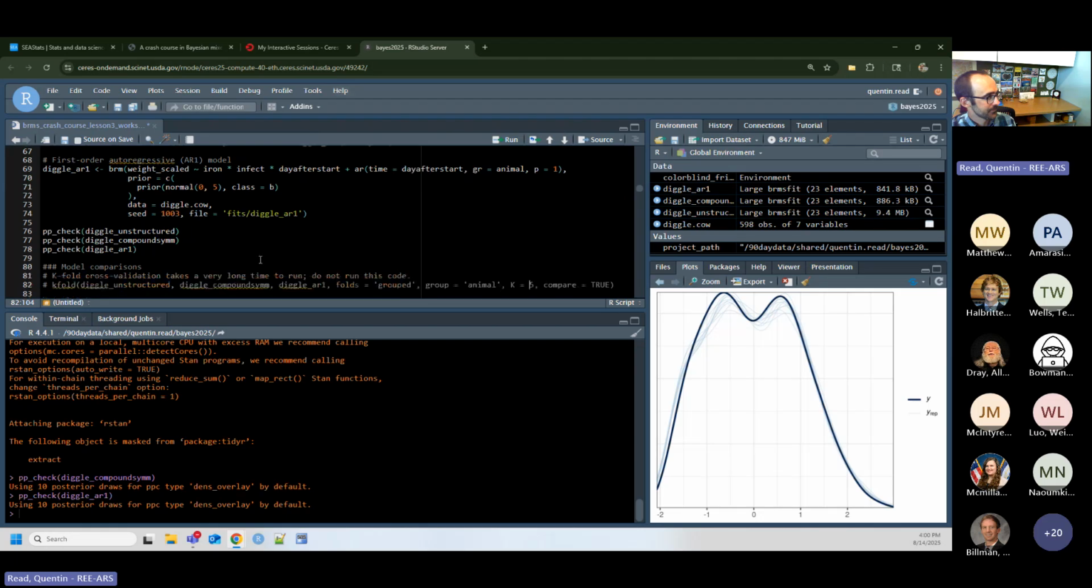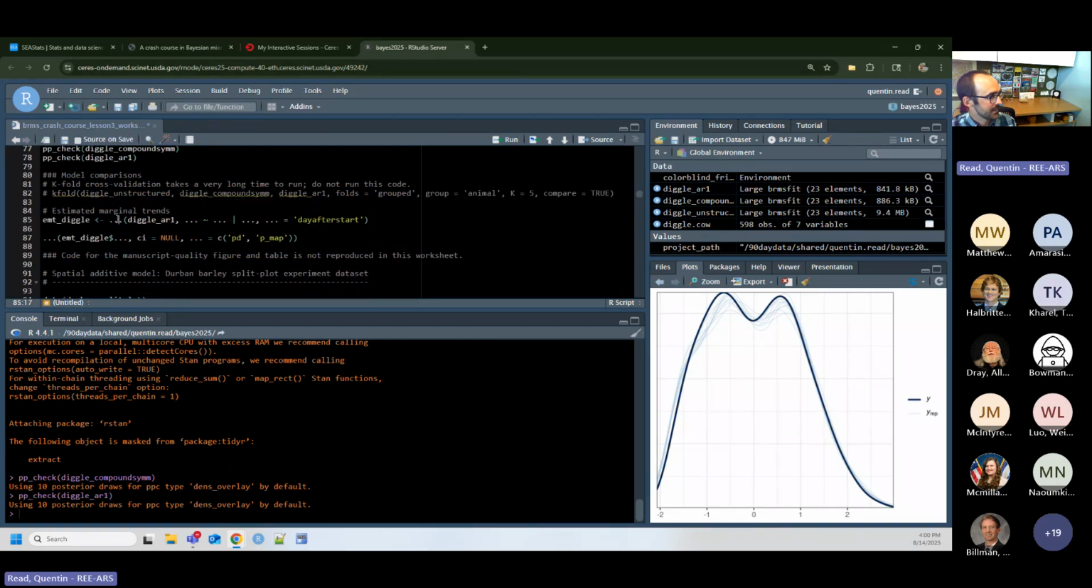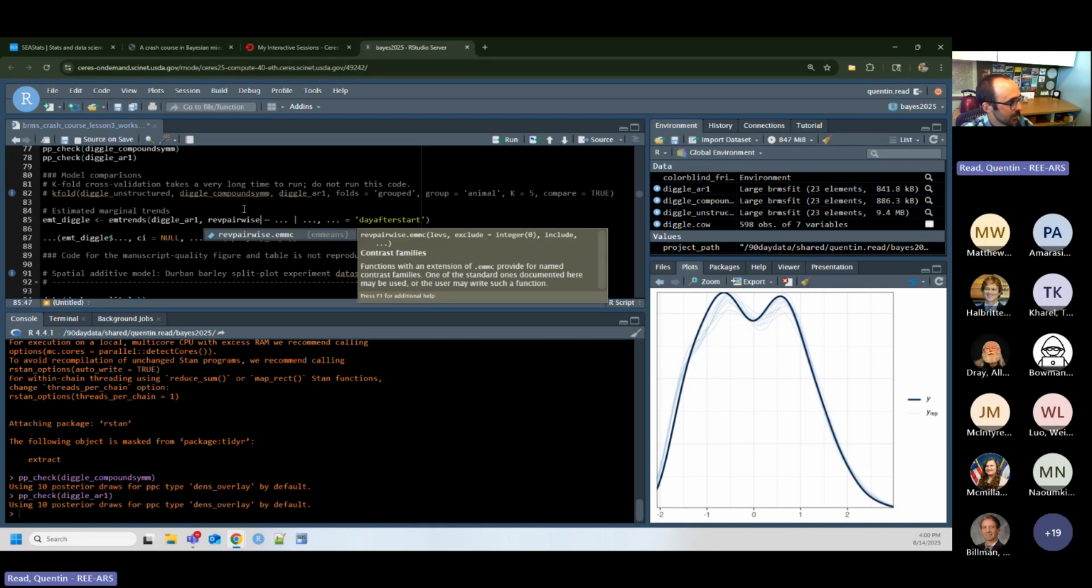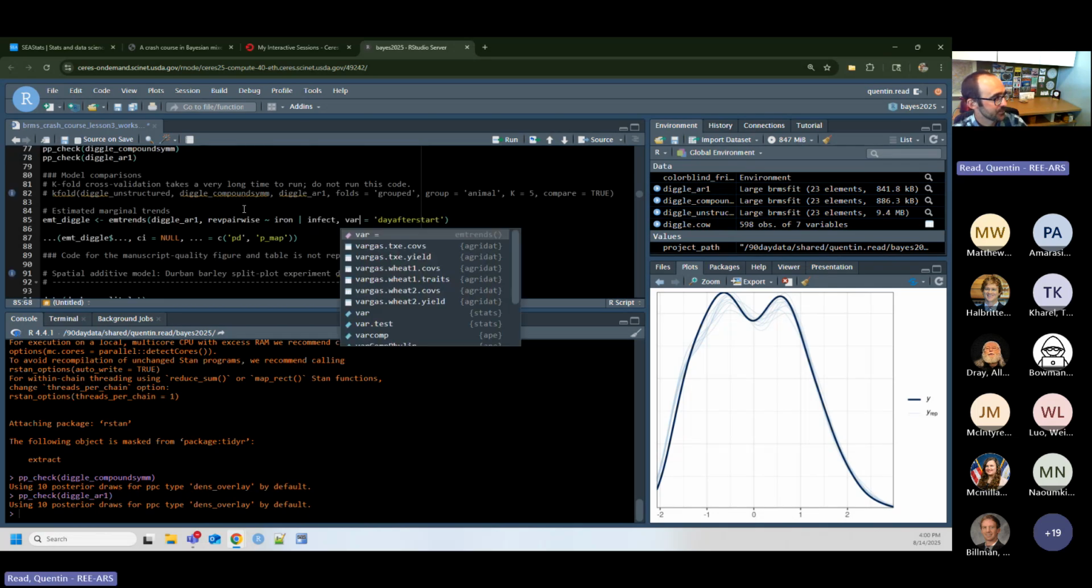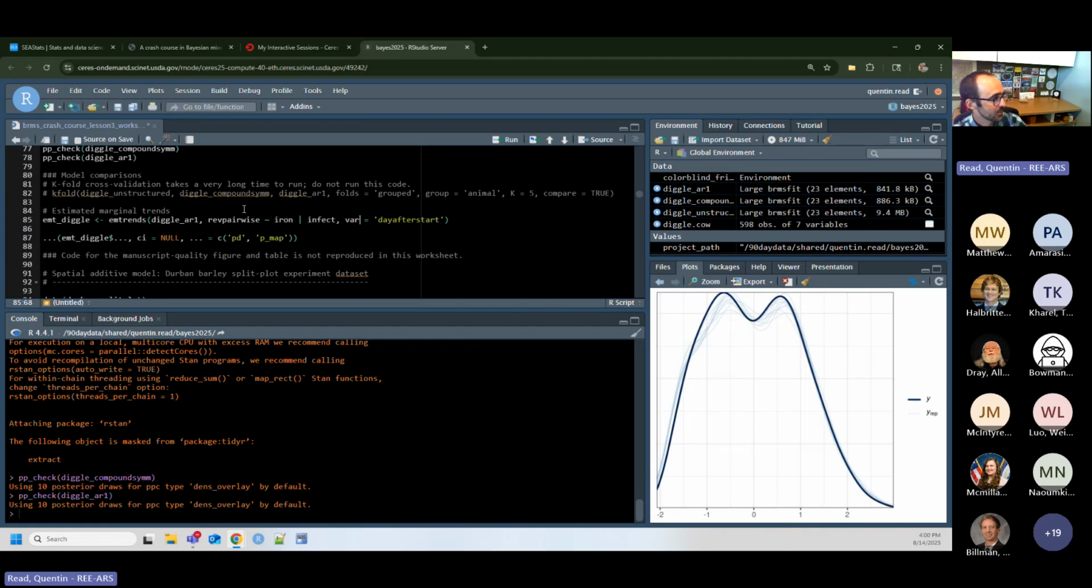EM trends is the name of the function. We want reverse pairwise so that we're going to subtract our control mean from the treatment mean. Iron is the name of the treatment we're comparing. And infect, we're going to compare within each infection separately. And then var day after start. And I hit Control Enter.